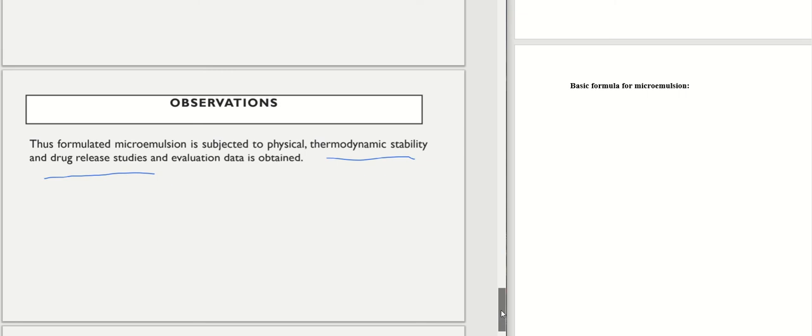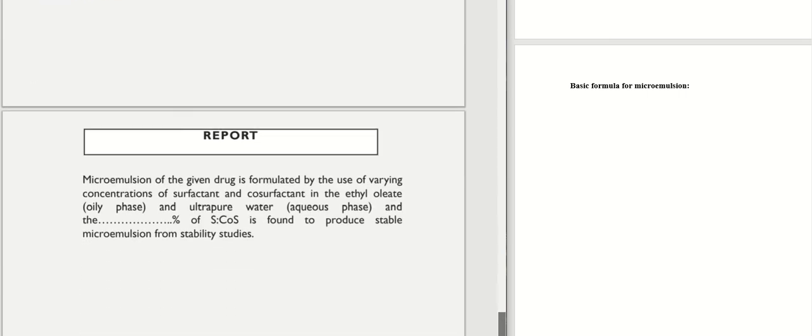And thus the experiment done is reported. Microemulsion of the given drug is formulated by use of varying concentrations of surfactant and co-surfactant, taking ethyl oleate as oil phase and ultra pure water as aqueous phase. We need to report at what concentrations we got a stable emulsion, and write down that ratio, whether it is 5:1 or 6:1 or 7:1. We can decide based upon the evaluation studies or the physical appearances.